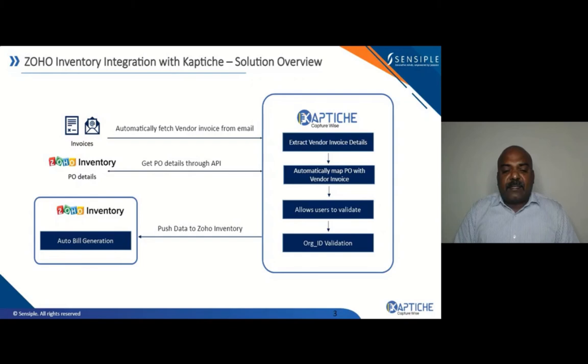Kaptiche basically has two different roles. One is administrator, the other one is the regular user, the accounts payable user. The administrator of the system will have the ability to train the system. They can upload multiple invoices in various formats and train the system. Once the system is trained and ready, the accounts payable department user can log in and start using the system by uploading it.